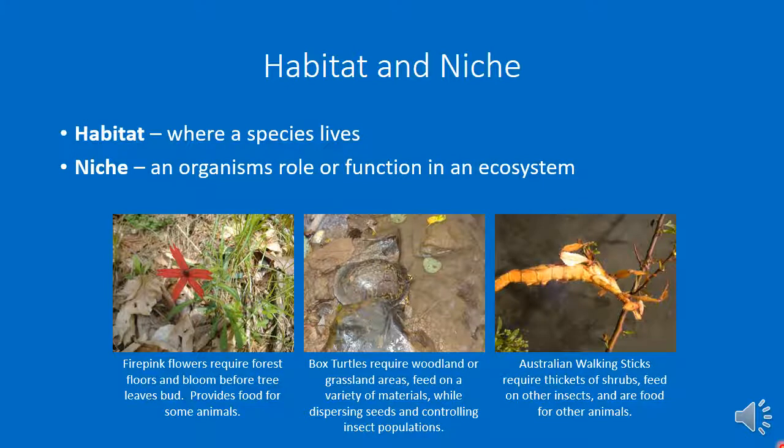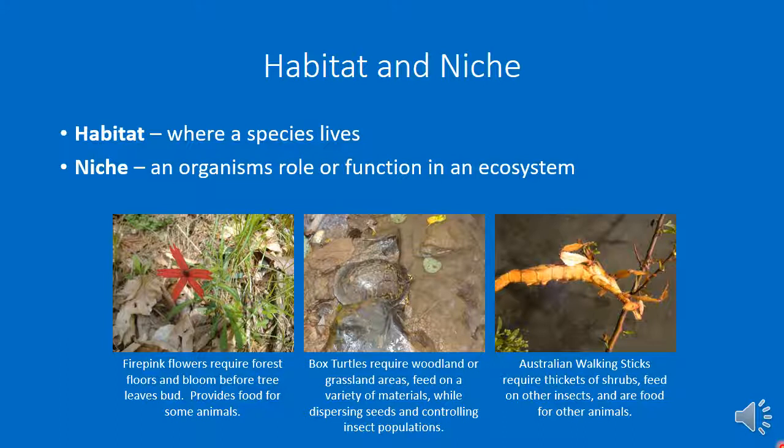Okay, if we look at box turtles, their habitat, they're going to require woodland or grassland areas. They're kind of more general in their habitat requirements, and they eat a lot of stuff. They eat a lot of vegetables. They can eat mushrooms and that sort of thing, and so they can disperse seeds. Sometimes they eat insects, and they can control insect populations by doing that.